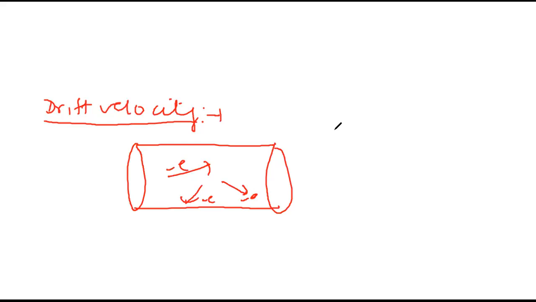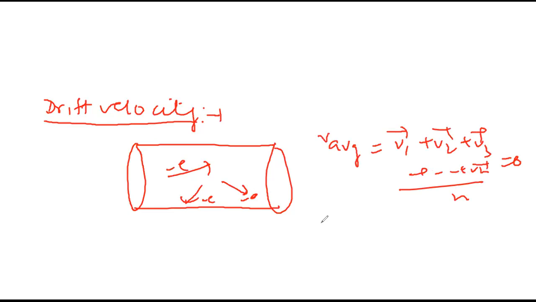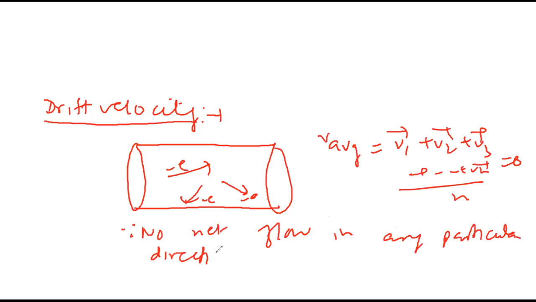So in this case, can I say the average velocity in vector form, V1 bar plus V2 bar plus V3 up to Vn bar divided by n, will be 0, since there is no net flow in any particular direction. So because there is no net flow in a particular direction, the average velocity of electrons in the conductor when not connected to any source is 0.